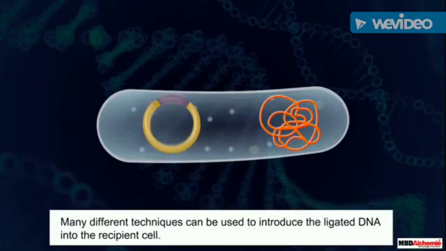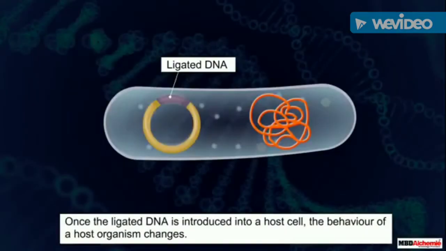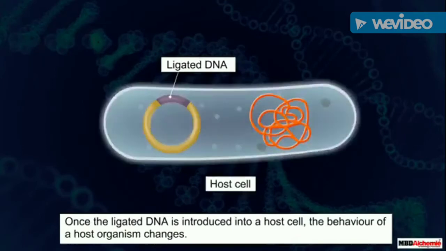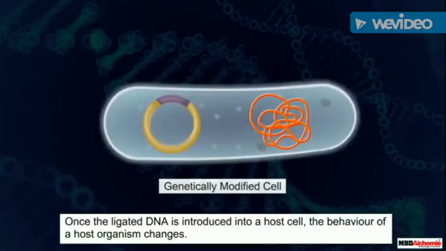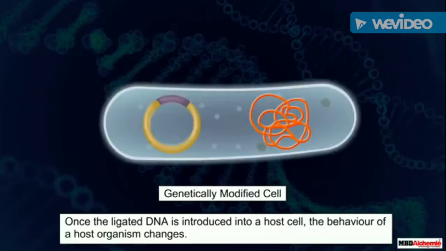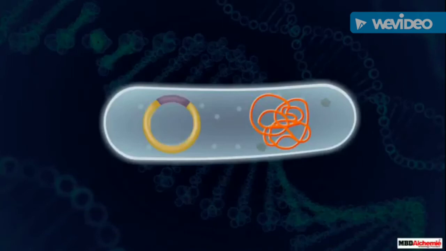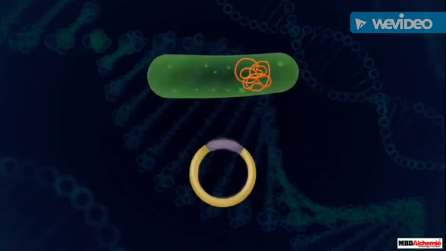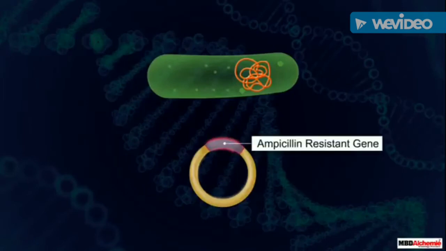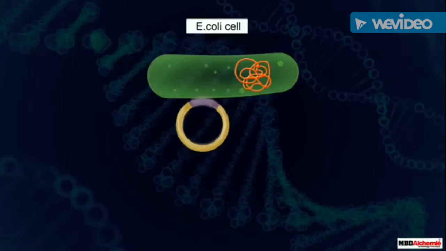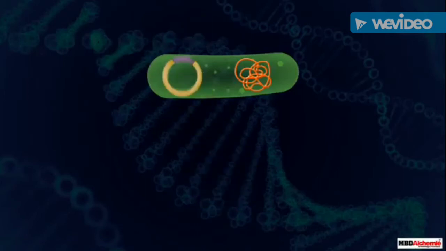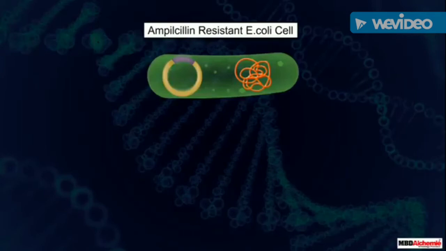Many different techniques can be used to introduce the ligated DNA into the recipient cell. Now, once the ligated DNA is introduced into the host cell, the host organism becomes genetically modified. As a result, the behavior of the host organism changes. Let us understand this with the help of an example. For this, let us take an rDNA-bearing gene which is resistant to ampicillin and insert it in the E. coli cells. On doing so, the E. coli cells become resistant to ampicillin.